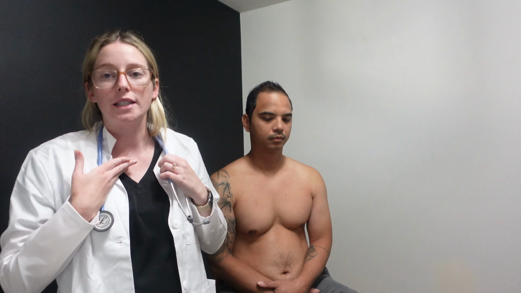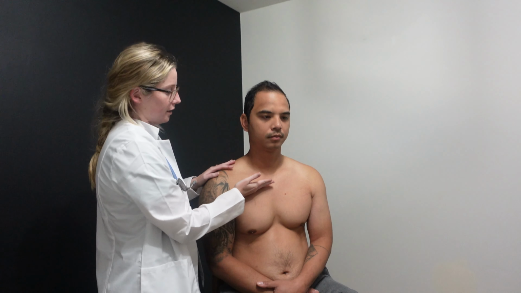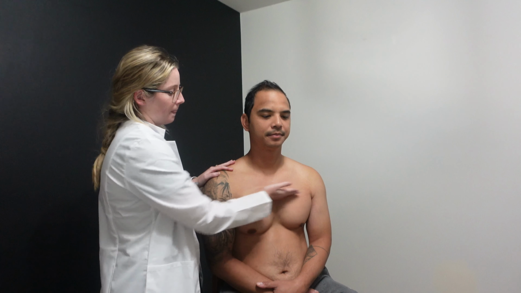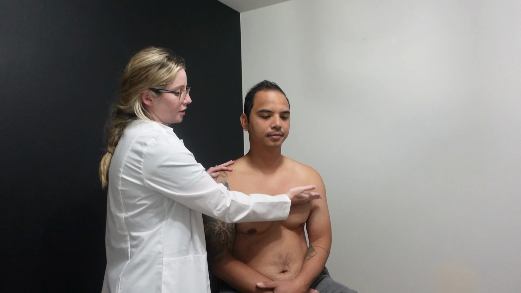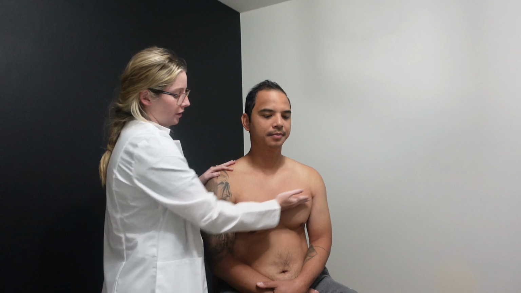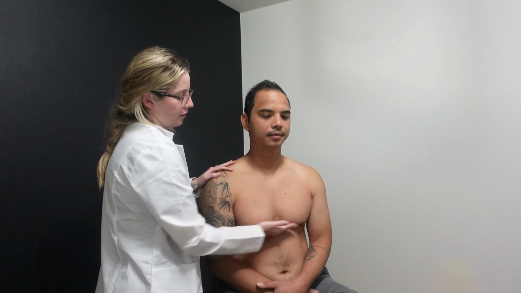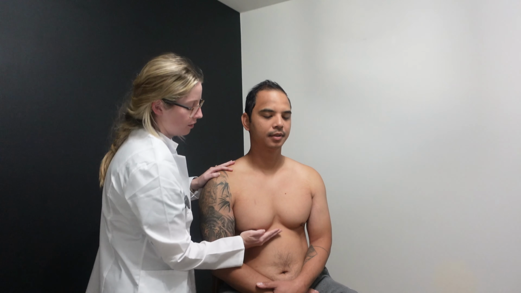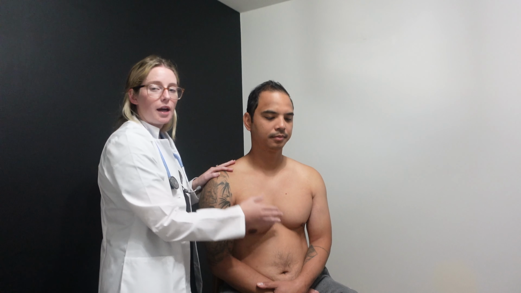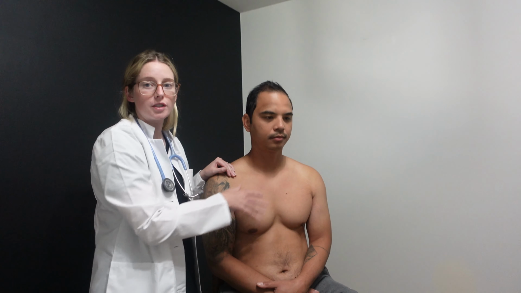What I'm going to have the patient do is repeat the phrase 99, and I'm going to feel the vibrations with it. So go ahead and say 99. 99. 99. Okay, and I'm just moving across the chest and then down. 99. And what I'm comparing here is that I feel the same vibrations on each side.